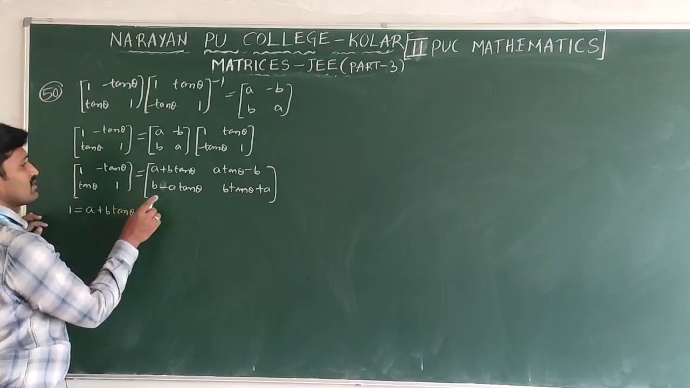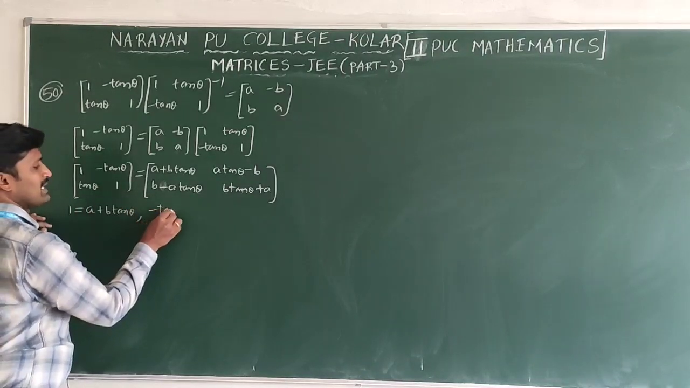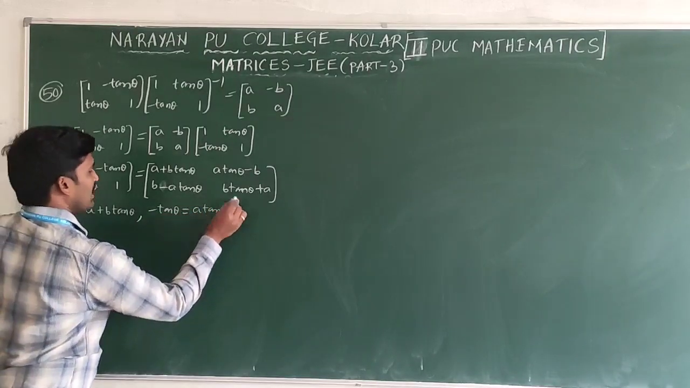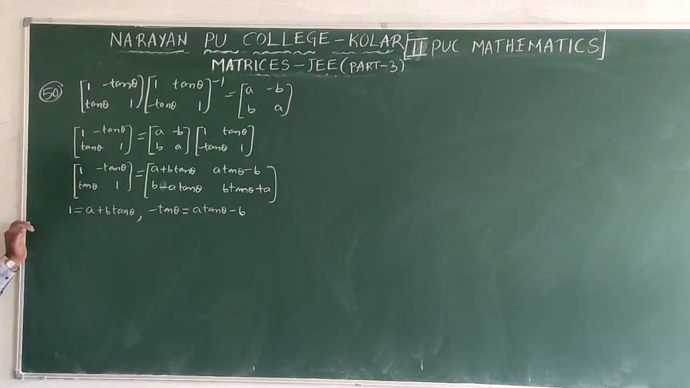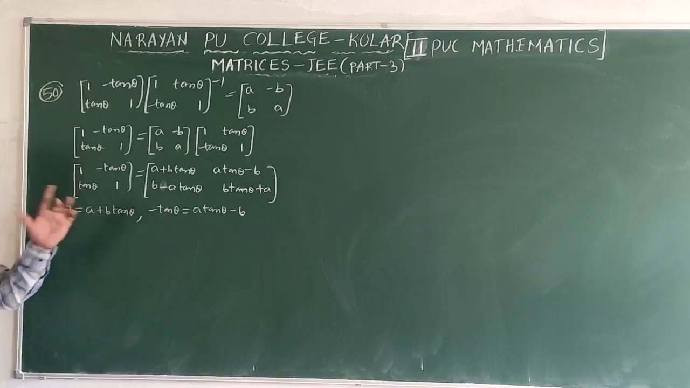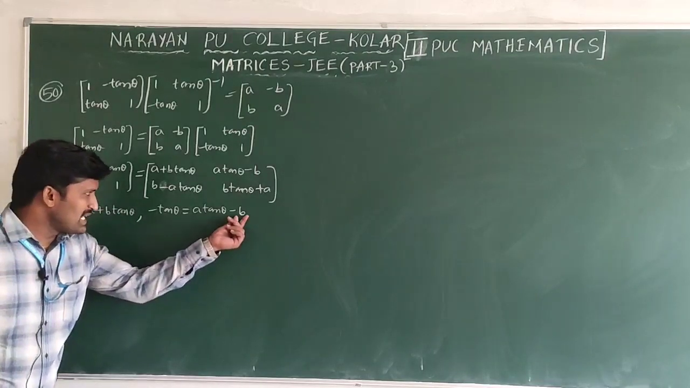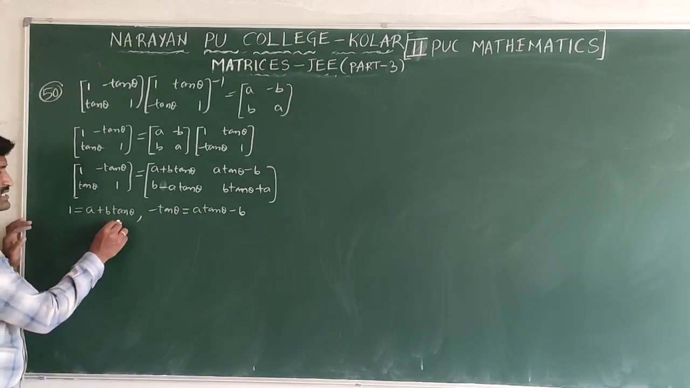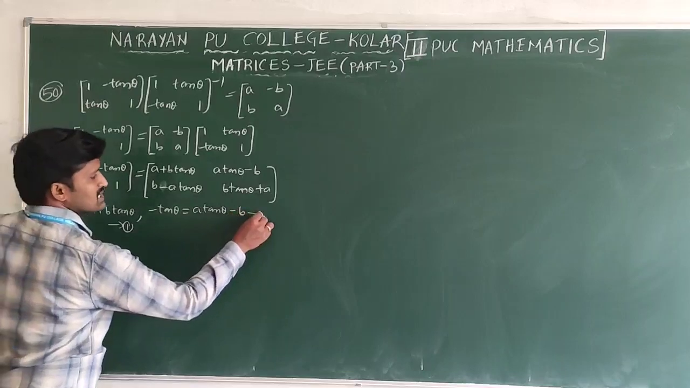One more equation: if you take this element, minus tan theta equal to A tan theta minus B, condition wise. Next, these two equations you will solve now. First, how to get A and B values from these equations. Here minus B is there, but here plus B tan theta is there. Take this as equation number 1 and this as equation number 2.